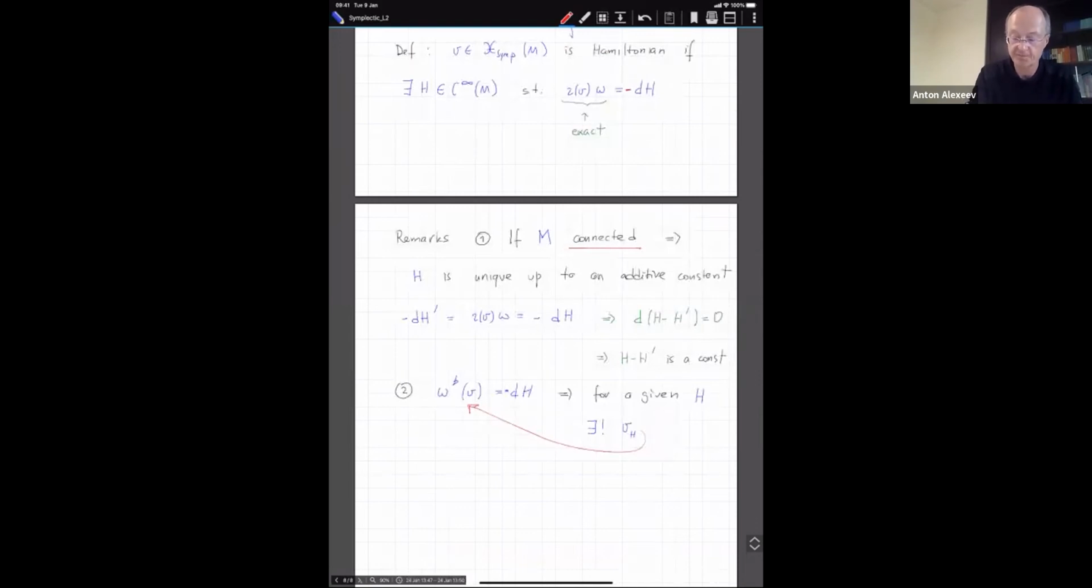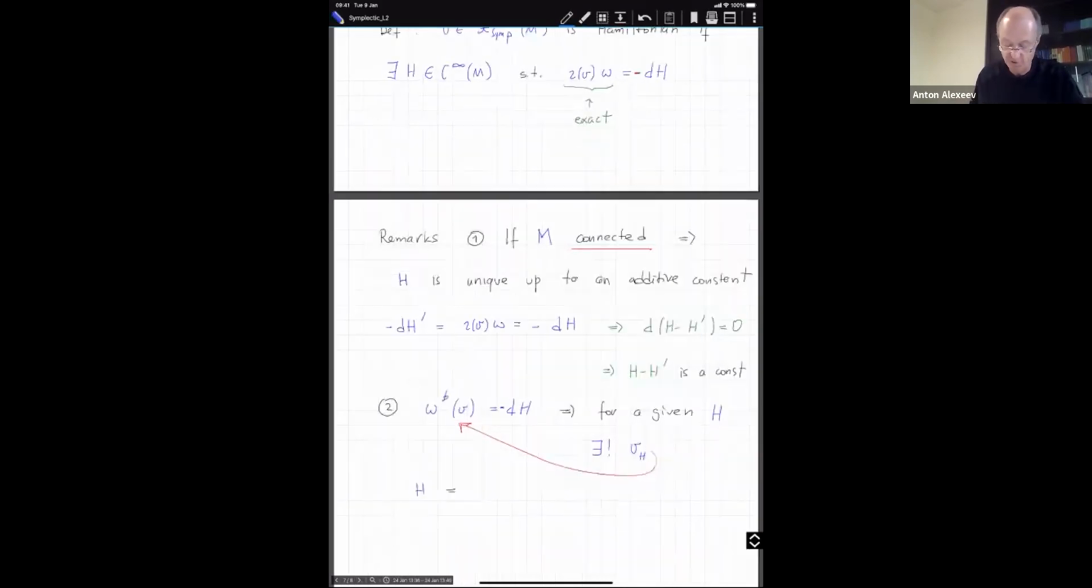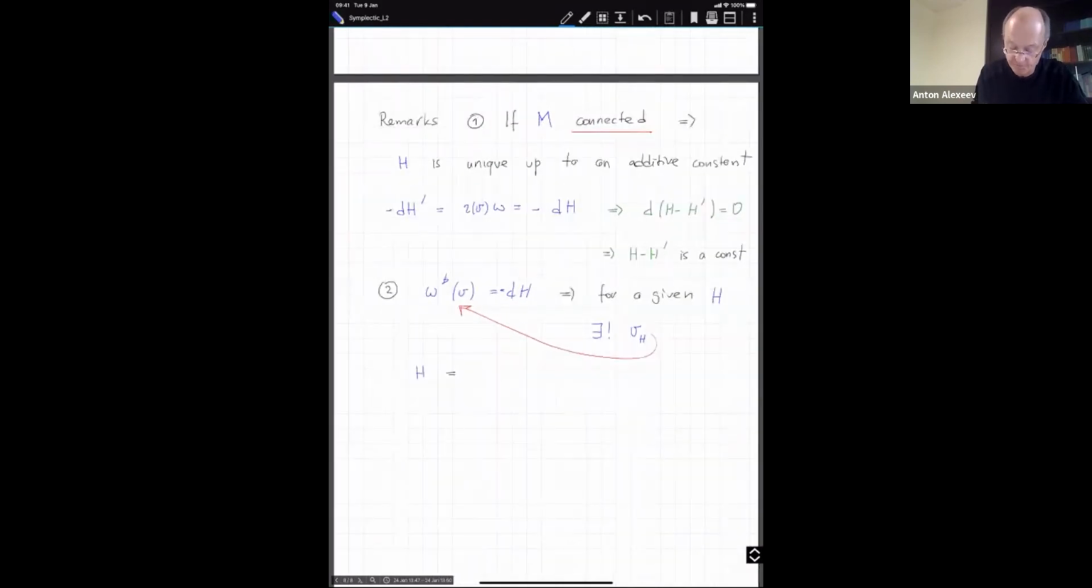So the terminology is that, or at least sometimes in physics, people use the terminology that h is a Hamiltonian function or Hamiltonian, and VH is the corresponding Hamiltonian vector field.